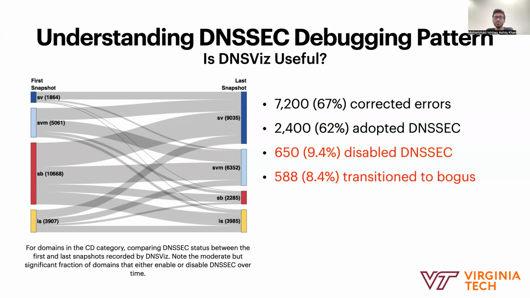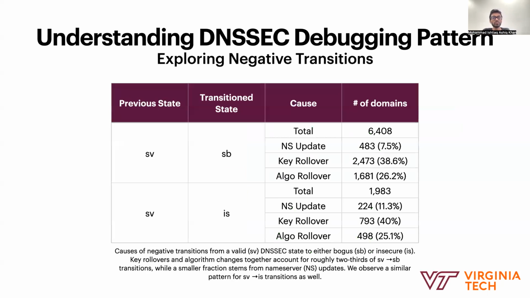We also see some negative transitions as well. For example, 650 of the domains that previously were in the SV or SBM category had DNSSEC disabled, and then 588 of them that previously were valid transitioned to bogus. So we want to explore these negative transitions further. We wanted to see what triggered them.